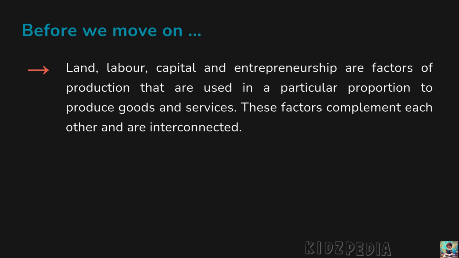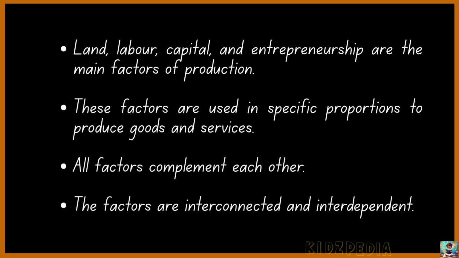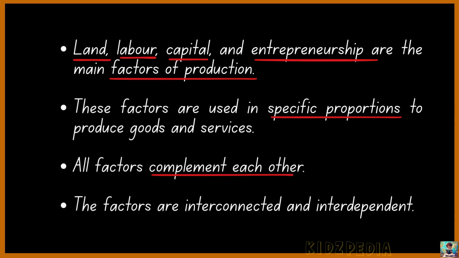Before we move on, land, labor, capital, and entrepreneurship are factors of production that are used in a particular proportion to produce goods and services. These factors complement each other and are interconnected. So, to produce any goods or service, we need land, labor, capital, and entrepreneurship. These are called factors of production. They are not used in the same amount every time. Instead, they are combined in different proportions depending on what is being produced. All these factors work together and support one another. If one factor is missing, production may slow down or stop. This shows that the factors of production are interconnected and interdependent.